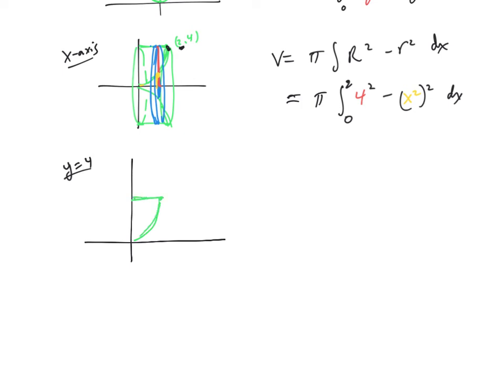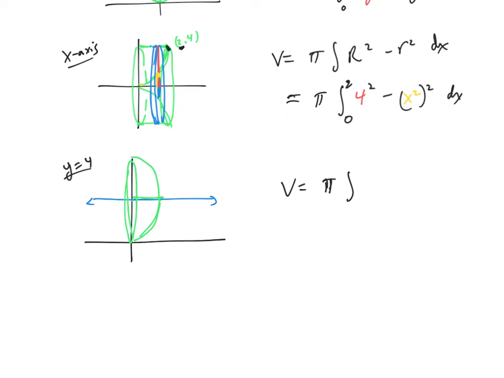So if I'm revolving around the line y equals 4, that is this line right here. And therefore, it's going to spin up and kind of make a hemisphere, not exactly perfect, part of a lime or lemon, something along those lines.